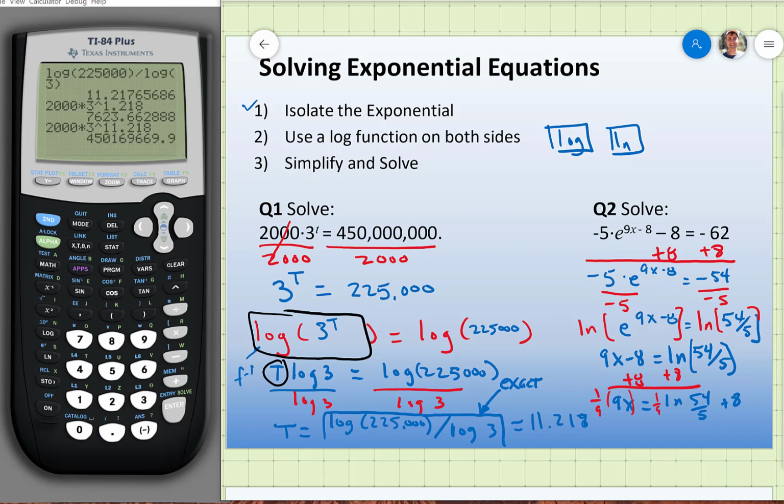And we could divide by 9 if you want, but I don't have very much room, so I'm going to squeeze it in this way. ln of 54 fifths plus 8. And that is our exact solution.